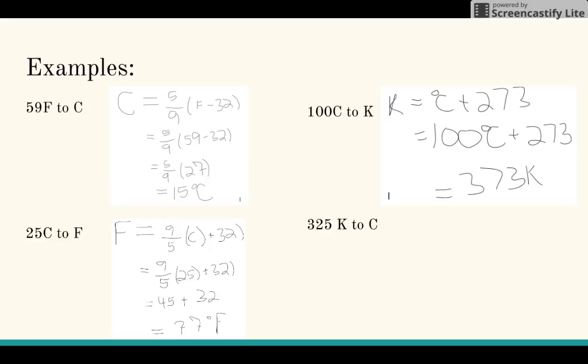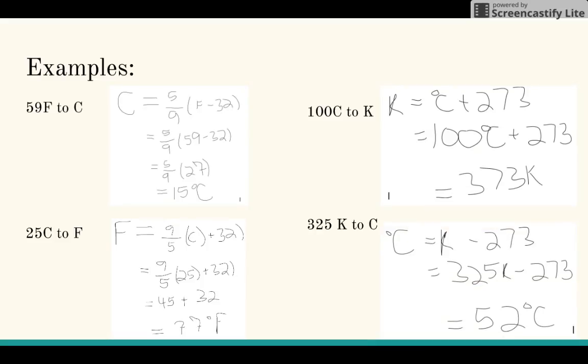And then if we want to go from Celsius to Kelvin, say I have 100 degrees Celsius, we take our equation, which is Kelvin is equal to Celsius plus 273. We do 100 plus 273, and by golly, it's 373 Kelvin. And last but not least, Kelvin to Celsius, we start with 325 degrees Kelvin. All we do is subtract 273. And we end up with 325 minus 273 is equal to 52.